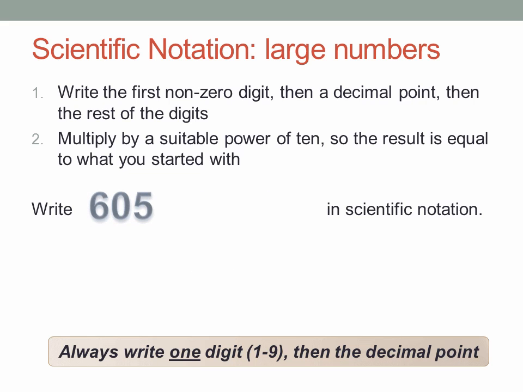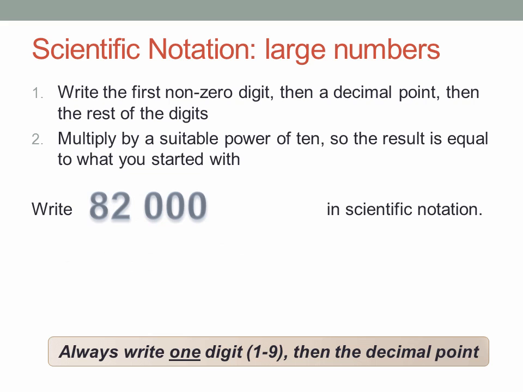Let's try this method on the next example. 605. Well, start by writing one digit, then the decimal point, then the rest. 6.05. Okay, now what was the place value of the 6? Hundreds, which is 10 times 10, or 10 to the power of 2. 6.05 times 10 to the power of 2.